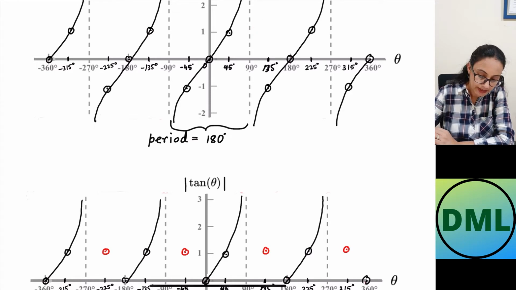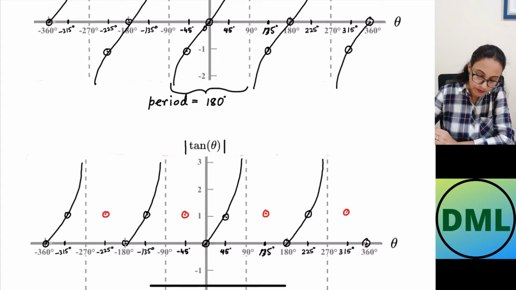So as you can see, this point here is 135, minus 1. So it will shift here to 1. So here, 135, 1. Now it's 315, minus 1, so 315, plus 1. Here minus 45, minus 1, so minus 45, I plotted it at 1. Here it's minus 225, minus 1. Minus 225 will be positive 1.